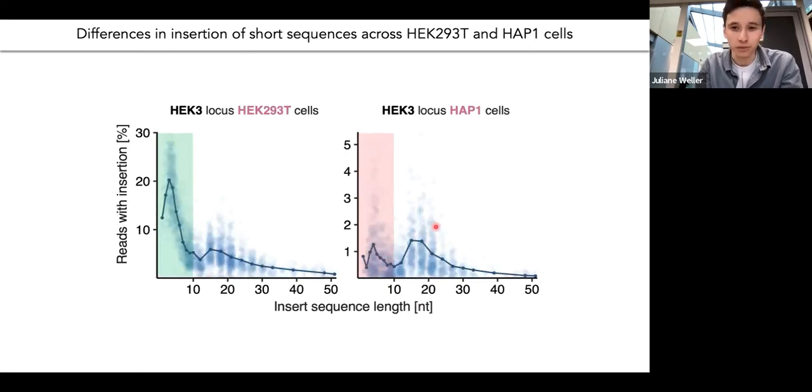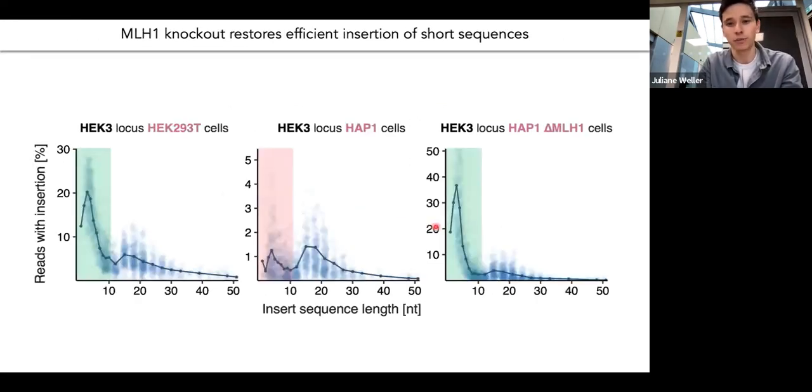And by now, a lot of beautiful studies have shown that mismatch repair is one of the main drivers of insertion efficiency of short sequences. And HEK293T cells are mostly deficient in mismatch repair, while HAP1 cells are wild type for mismatch repair. So we thought, okay, if we knock out mismatch repair, does it recreate an insertion profile similar to the one in HEK293T cells? And in fact, this is what we see.